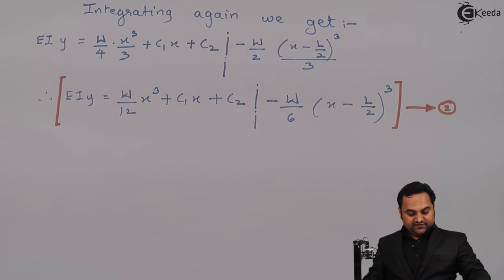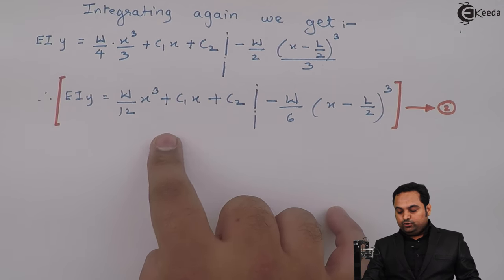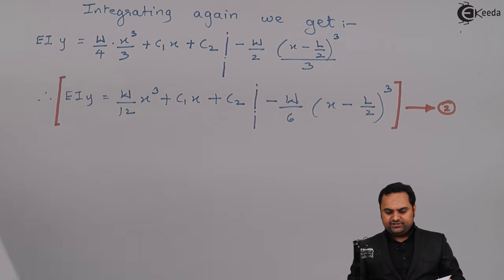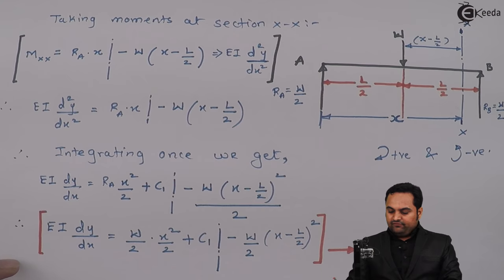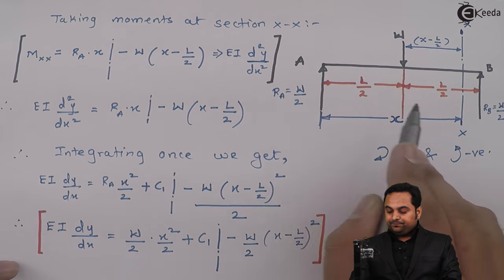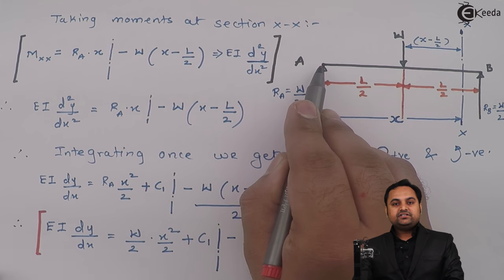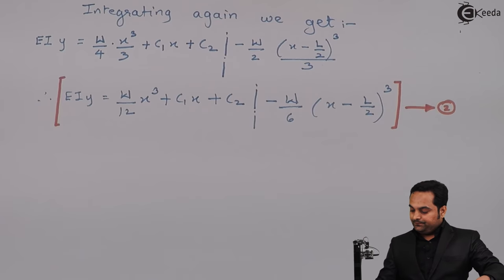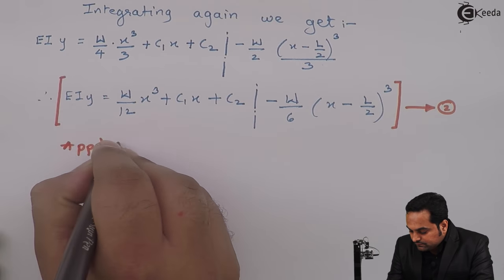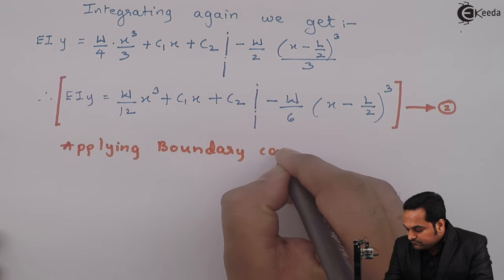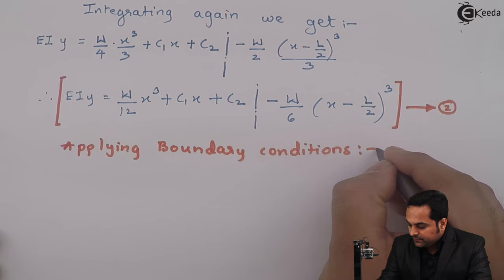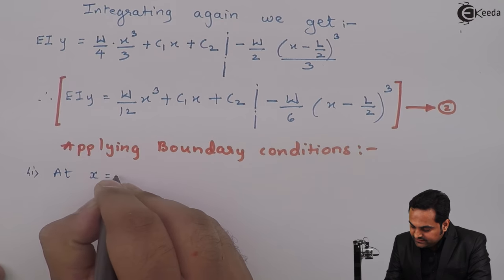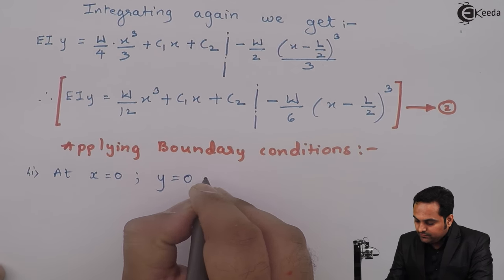Now, once we have reached this equation, we see that there are two constants, C1 and C2. These constants are to be calculated by using the boundary conditions. And what will be the boundary condition? First, I'll say that when the distance x is 0, that is at point A, the deflection is 0, because at this point it is supported, so deflection will be 0. So, applying boundary conditions, at x is equal to 0, y is equal to 0.